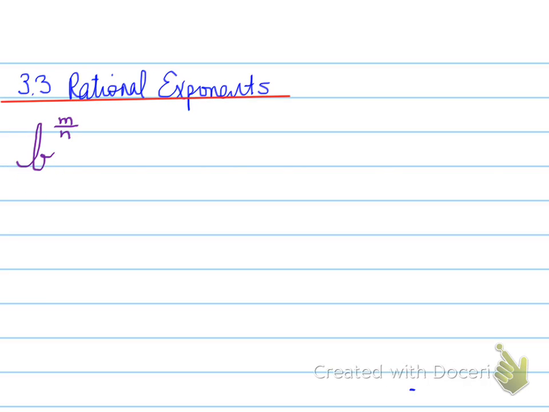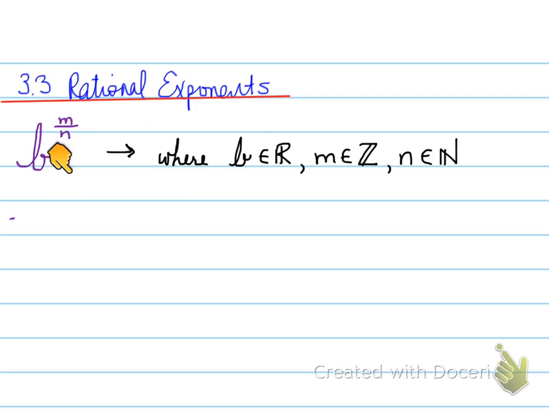So remember that we talked about how a negative exponent is really a rule. If we had a negative, we would flip the base. Well, this divisor line is also a rule, and we're going to look at how this can be transformed. This means in here that the base is a real number and m and n are integers. Okay, sorry, m is an integer and n is a natural number.